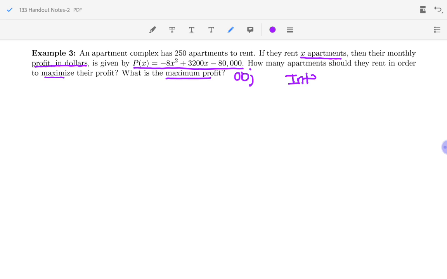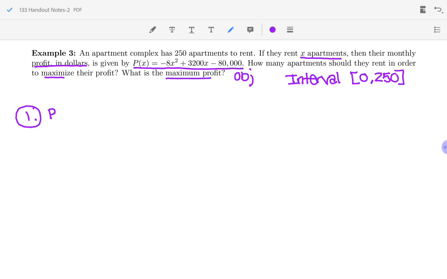So our interval of interest is going to be all about the x values. It's the least number of apartments they could rent to the most number of apartments they could rent. So the least they could rent is 0, not renting out any. And the most that they could rent, they could fit up to 250 apartments in their complex. So there's our interval of interest, and there's our objective function, and now we are ready to do our two steps.